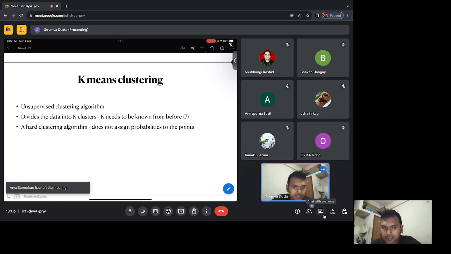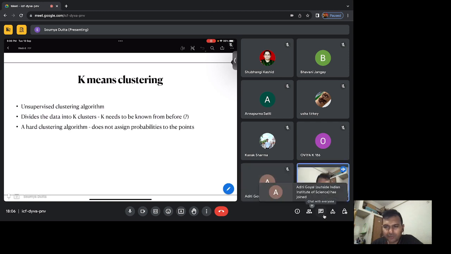First I'll start with k-means clustering, then I would give you a brief overview of hierarchical clustering, and after that I will have one or two very simple questions, and then we'll stop. So, let's start with k-means clustering.